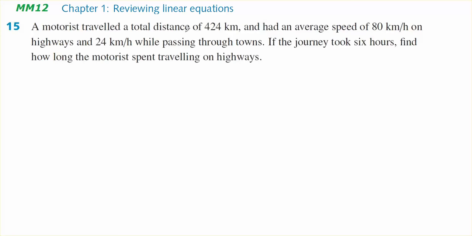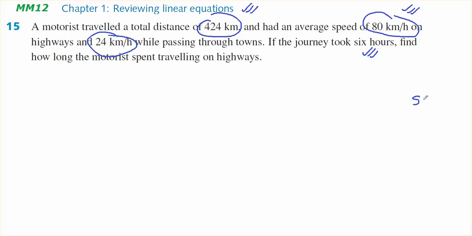Okay, a motorist travels a distance of 424 kilometres and had an average speed of 80 on the highways and 24 while passing through towns. So I'll get some information about the distance between the towns, the average speed and the time. So I need to think about speed, distance and time.